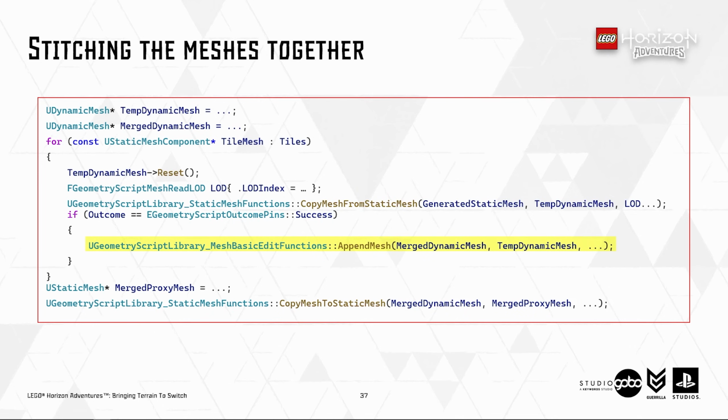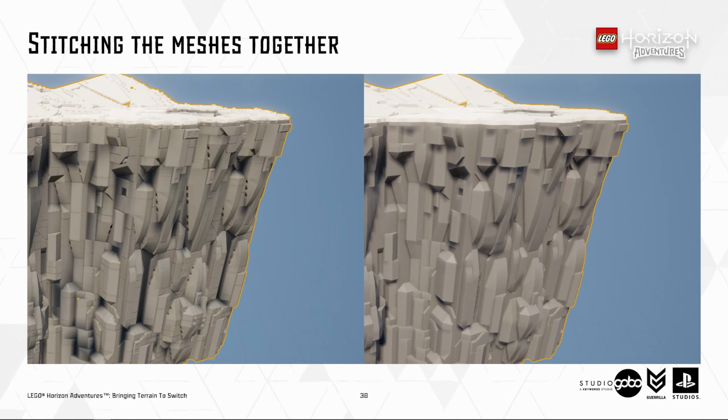Then I just append the current tile mesh to a merge mesh, which later gets copied to a static mesh asset when finished. So at this point, it's ready to use in engine. And yay, this is what we have, the first part of the puzzle solved. I'm using LOD 0 to demonstrate the idea, but in reality, we use the highest possible LOD to reduce poly count.